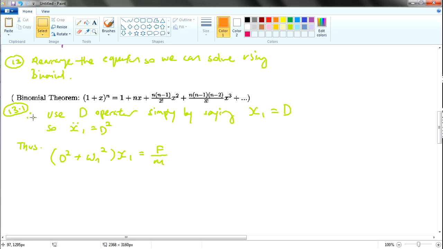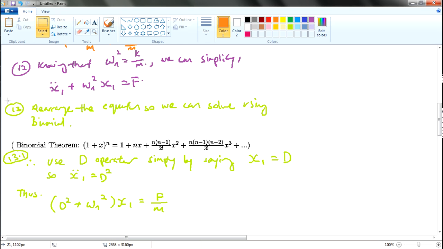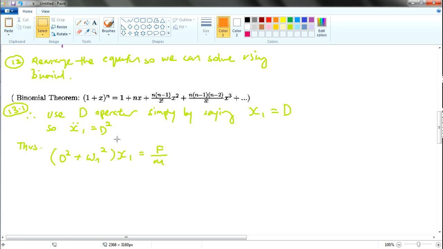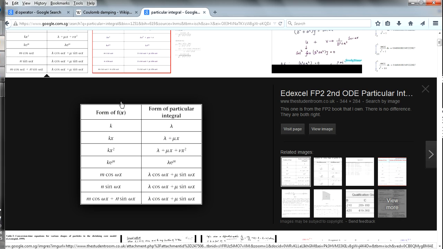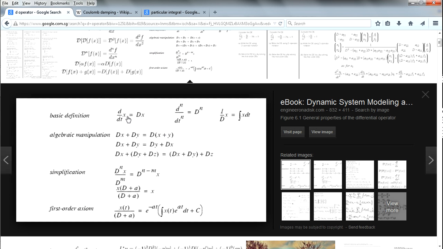So in 13.1, part of this chunk, this binomial theorem, is that we actually use the D operator. If you don't know what the D operator is, this is the basic definition. The derivative of x is equal to Dx, where the derivative d over dt is equal to D.